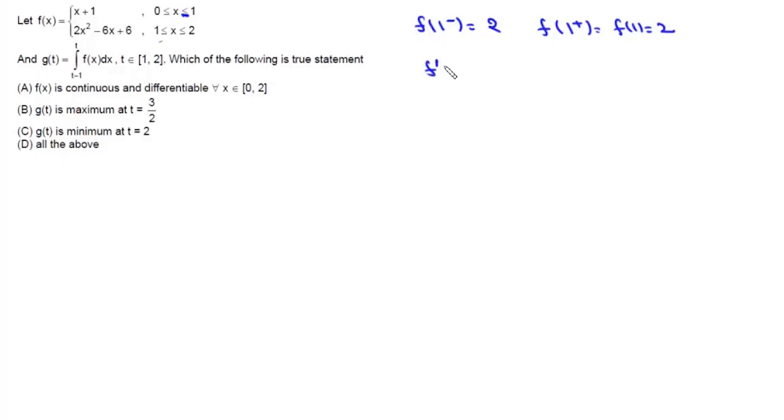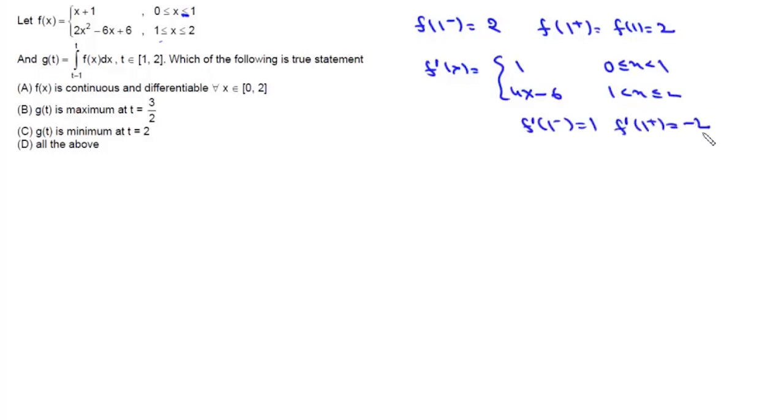And we differentiate: f dash x will be 1 when x lies between 0 and 1, and it is 4x minus 6 when x lies between 1 and 2. Now f dash 1 negative is 1 and f dash 1 positive is minus 2. So it is continuous but not differentiable at x equal to 1. Now we have to find maxima and minima for this function.